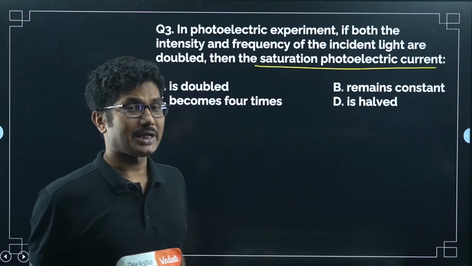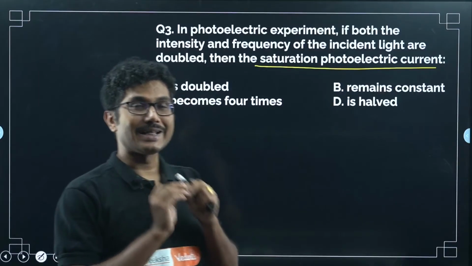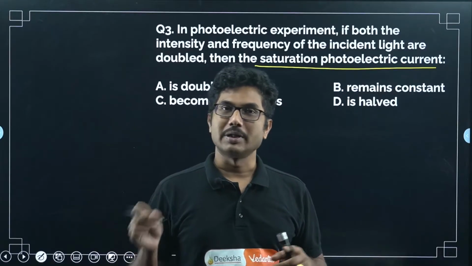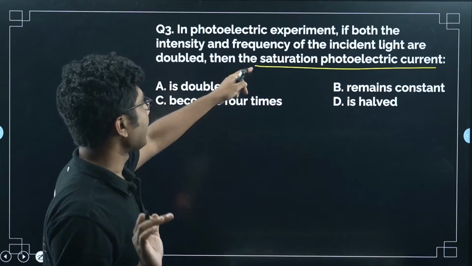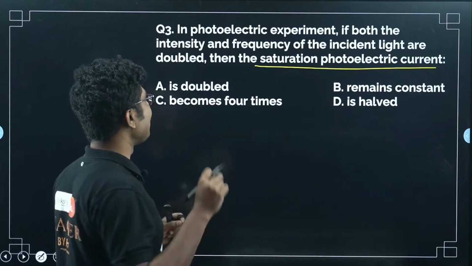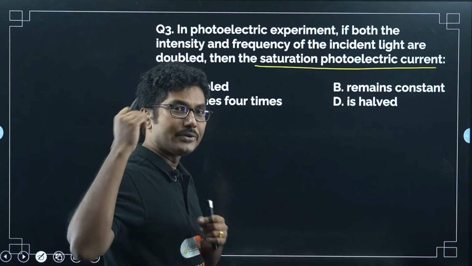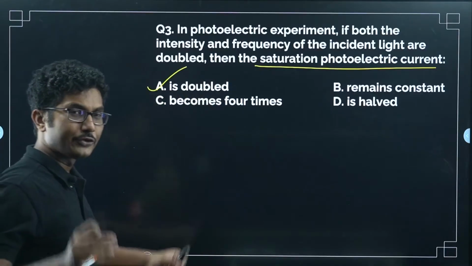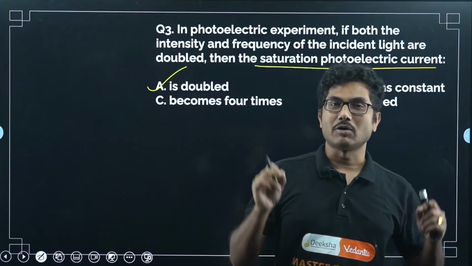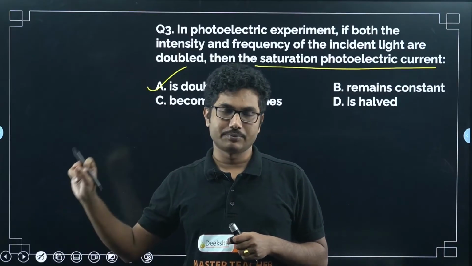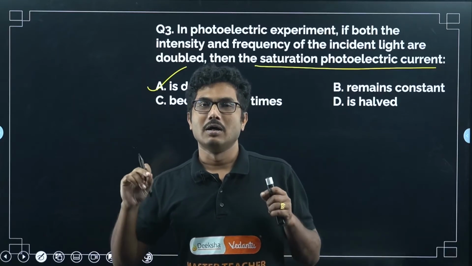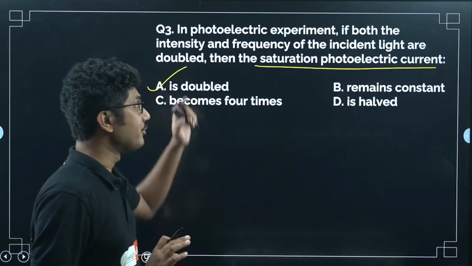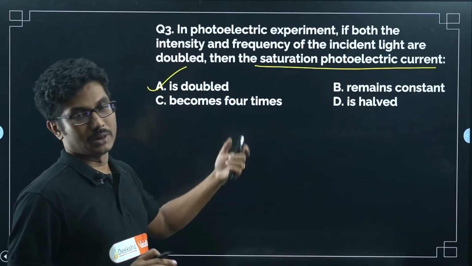Saturation current depends only on the intensity of light, whereas the maximum kinetic energy of the photoelectron depends only on frequency. Now if you double the intensity, no matter how you change the frequency, the current will be doubled. Remember that kinetic energy depends only on the energy of the photon, that is frequency, and the saturation photoelectric current depends only on the intensity. So if you increase the intensity, current will be doubled, not quadrupled.